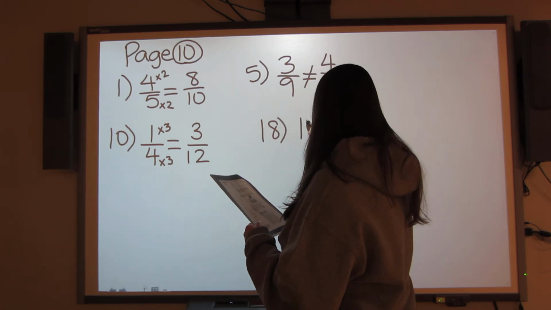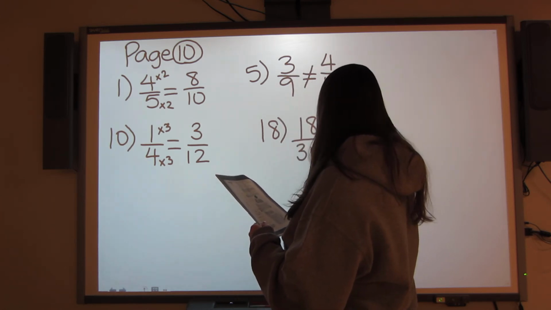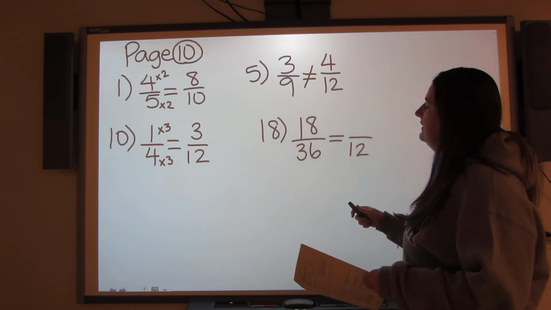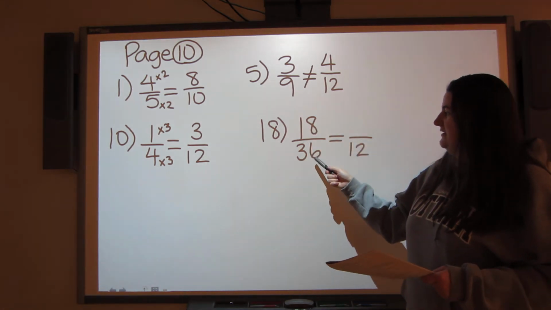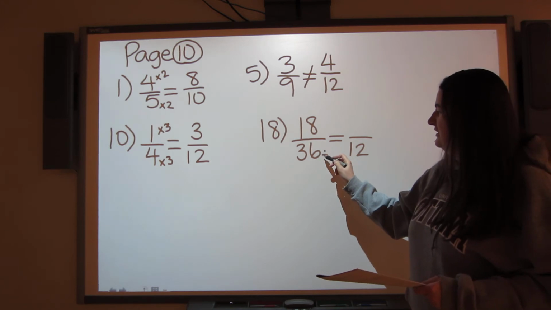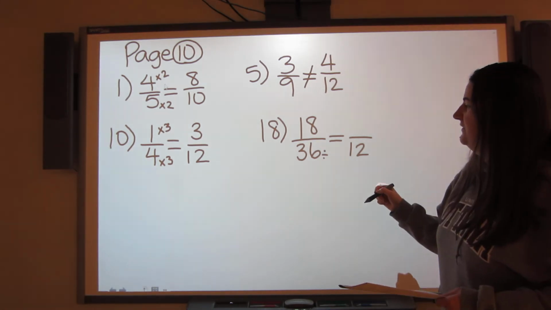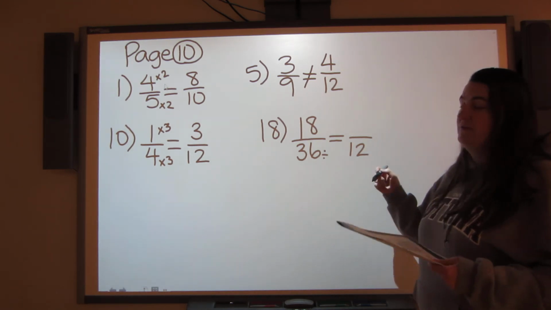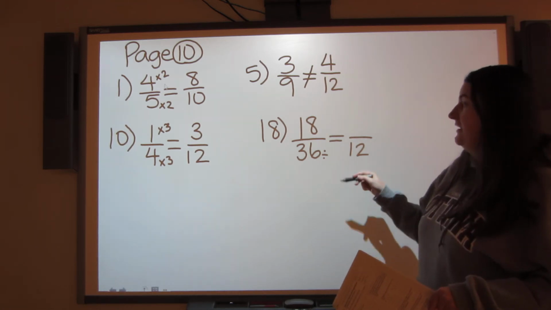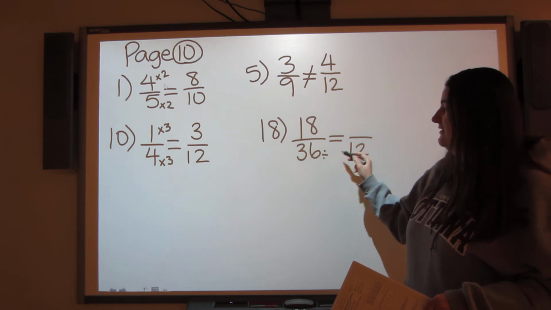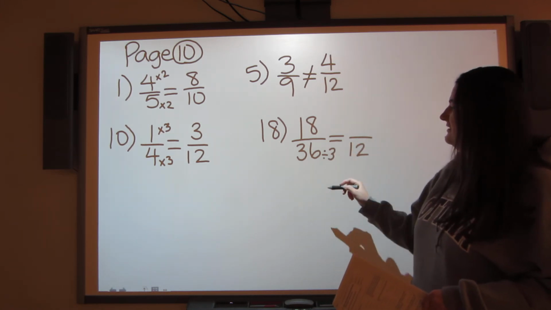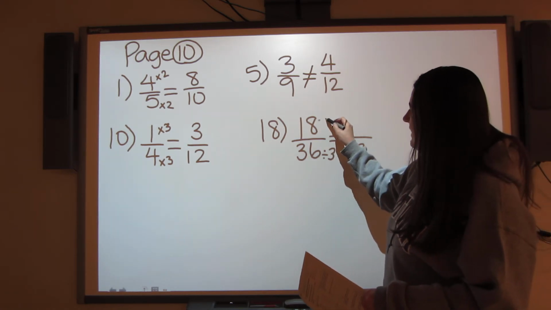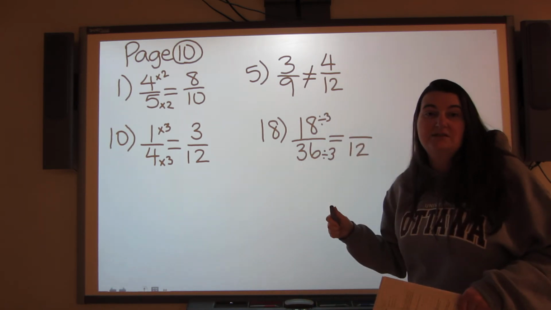Number 18, I have 18 over 36, which is going to equal something over 12. Now, whenever you're working with larger numbers that turn into smaller numbers, you know you're going to do division. So what you need to do is figure out, what do I divide into 36 to turn it into 12? Well, if you look down your 12s, you find 36, and then you'll find, if you go to the side, the 3. 36 divided by 3 is 12. 12 times 3 is 36. So if you're going to divide by 3 on the bottom, you have to do the same to the top.